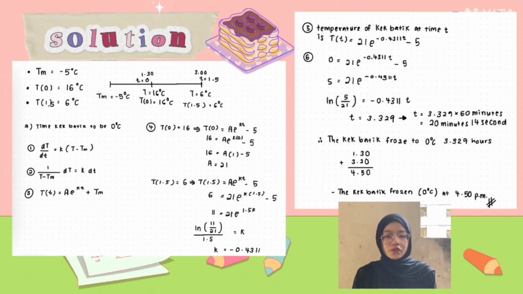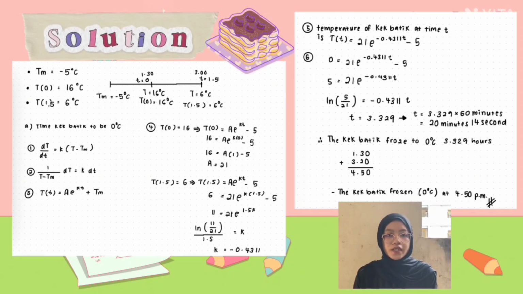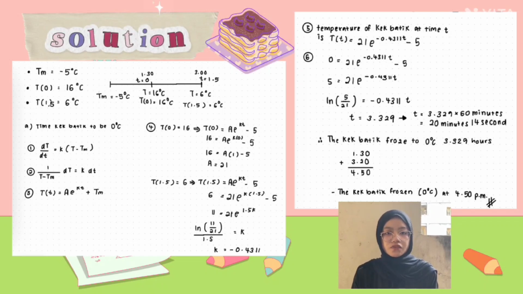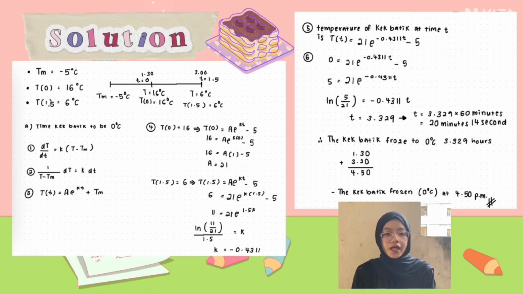After we find the k value, we substitute it into the formula and then we get the temperature of the cake batik at time t is 21 e to the power of -0.4311t minus 5. Next step, we will find the time when the cake batik is frozen at 0 degrees Celsius.